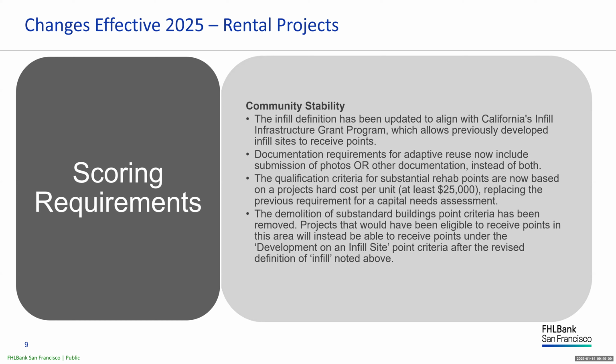Documentation requirements for adaptive reuse projects have been updated to include the submission of either photos or other documentation instead of requiring both. For substantial rehabilitation points, we will now base these on a project's hard cost per unit, at least $25,000, replacing the previous requirement for a capital needs assessment. This is in better alignment with the tax credit allocation agency in all three of our district states.